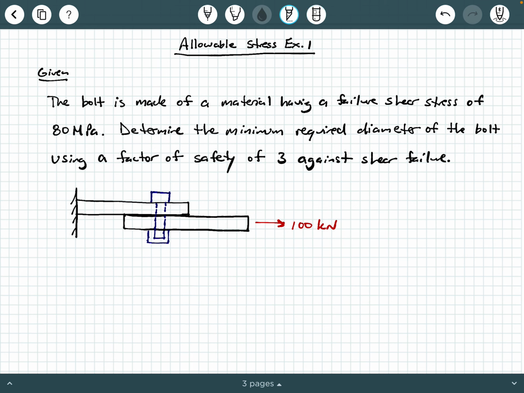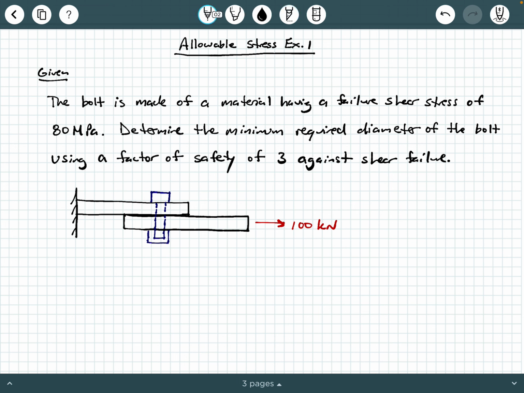In the given information, we're being told that the bolt is made of a material having a failure shear stress of 80 megapascals, and we're being asked to determine the maximum required diameter of the bolt using a factor of safety of 3 against shear failure. And in our diagram here, we have a fixed connection on the left where we have one plate fixed to a wall, and then that plate is bolted to a second plate that is supporting a 100 kilonewton force, okay?